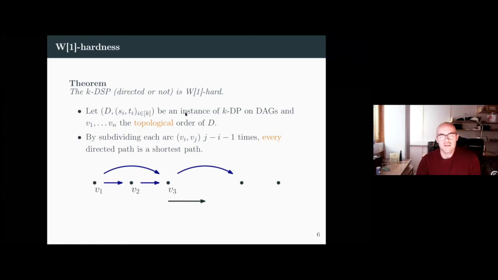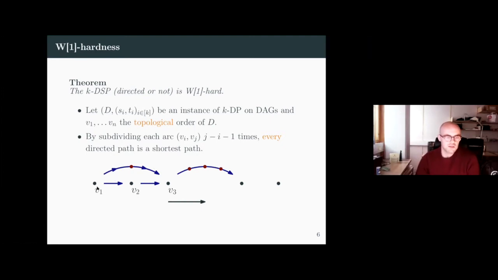And then once you have your topological order, what we will do is modify this graph so that every path is a shortest path. So how do we do this? Well, if you subdivide each arc, so let's say you have an arc from v_i to v_j, then you subdivide it j minus i minus 1 times. So for example, between v1 and v2, 2 minus 1 minus 1 is 0, so you don't subdivide it, but you have an arc from v1 to v3, and you subdivide it 1 time, etc. Okay, so this works.